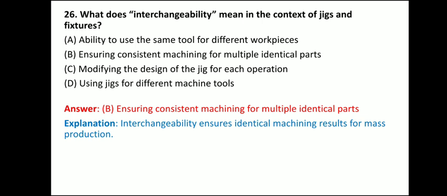Suppose you are manufacturing, say, any vehicle. So the manufacturer of that vehicle is not manufacturing every part of that vehicle. They order it from their vendors. So the different parts are manufactured at different locations, and then they are brought to one location, and then they are assembled together so as to get a final product. Here in this case it is a vehicle. So interchangeability ensures identical machining result for mass production.